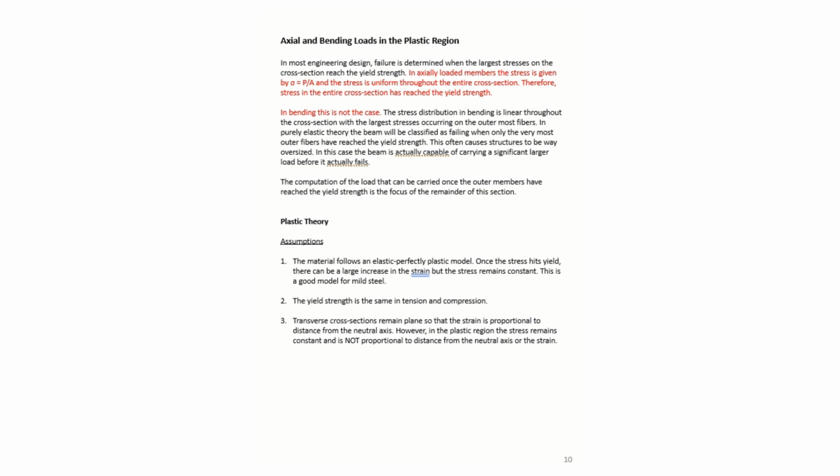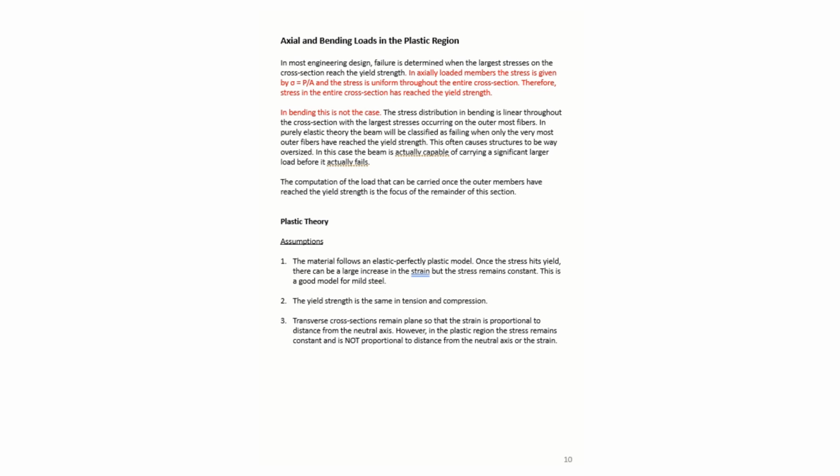That is different than bending. In a bending load, we know that the stresses are largest on the outside of the beam. So in sigma equals Mc over I, the stresses are largest where c is the greatest. The stress distribution is not uniform, but linear throughout the cross section, with the largest stresses being on the outside of the beam. So in purely elastic theory, the beam would be failing as soon as the outer fibers of the beam have reached the yield strength. And this often will cause a structure to be way over designed, way too big.